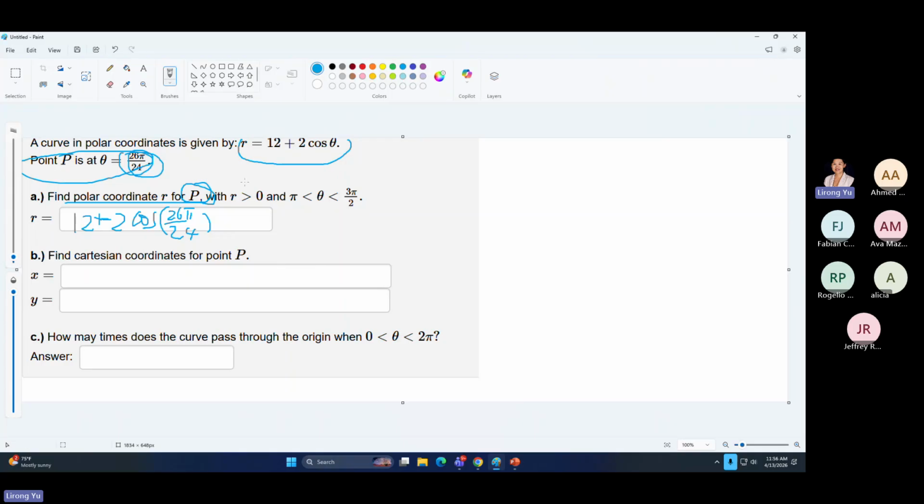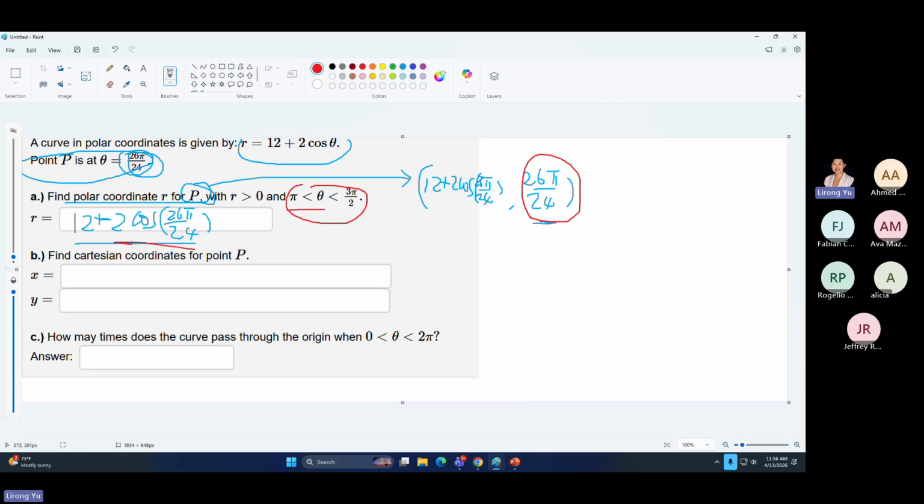So this point we already kind of see. The angle is 26 pi over 24, and the radius is this number. The radius is 12 plus 2 cosine 26 pi over 24. So the radius is kind of big and the angle is big. The question says we want to have theta between pi and 3 pi over 2. This is already in that range, so the answer should be fine.